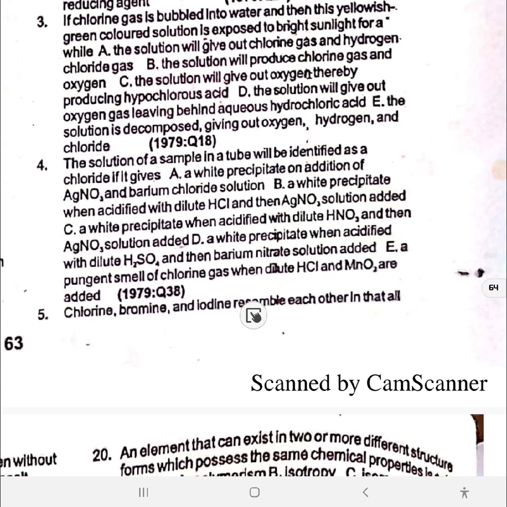Let's move fast. Also, 4, the solution of a sample in a tube will be identified as chloride if it gives... How do you test for chloride? First, acidification with HNO3. This prevents precipitation of other salts. Next, the white precipitate that's gotten is AgCl, which is soluble in aqueous ammonia. So if we come here now, we should be able to pick something. They say a white precipitate when acidified with dilute HNO3 and then silver nitrate solution is added. Number 4 is option C.